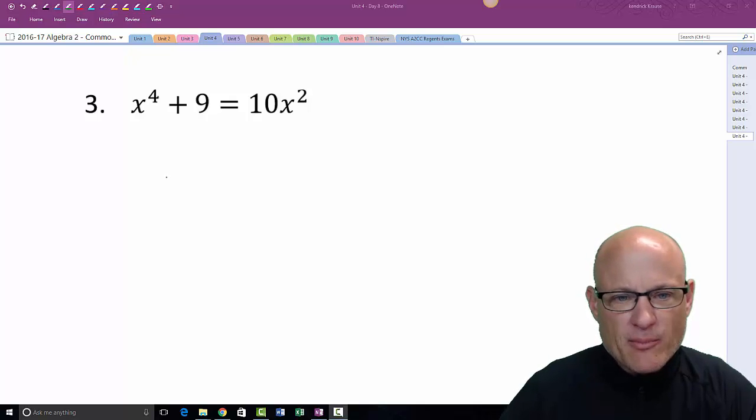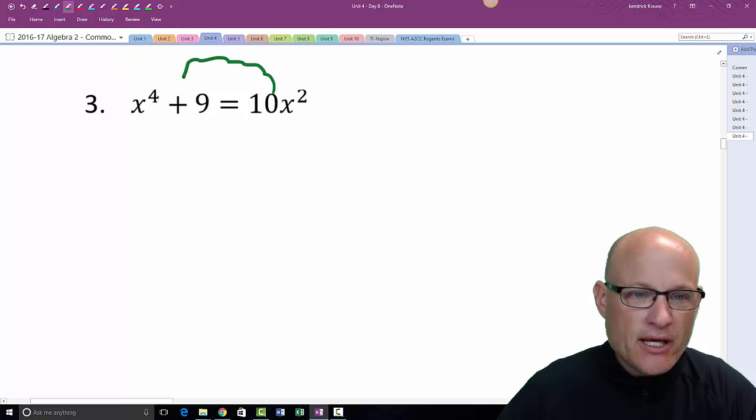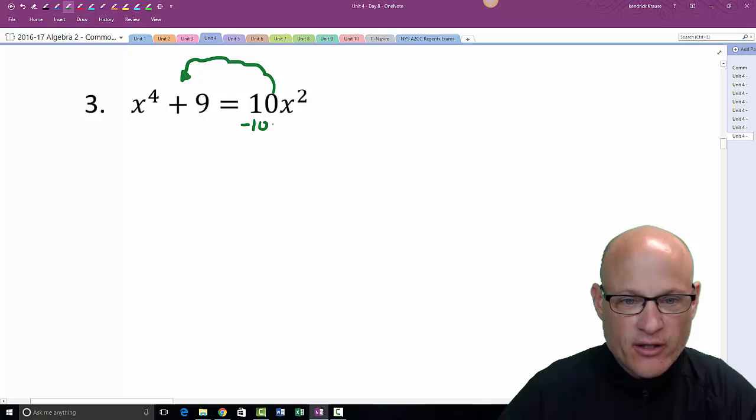Okay, here we go. Problem number 3. Still got to set it equal to 0, so I'm going to bring this over. And it should go in the middle here. You should put these in standard form, so I'm going to subtract this 10x squared.